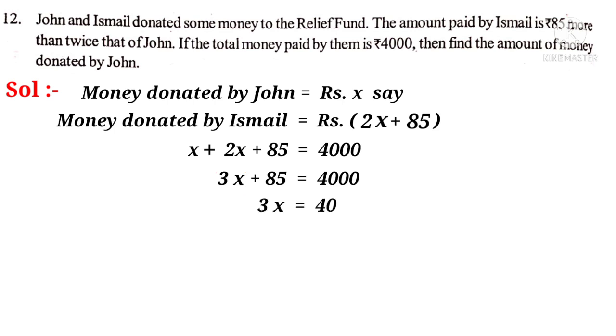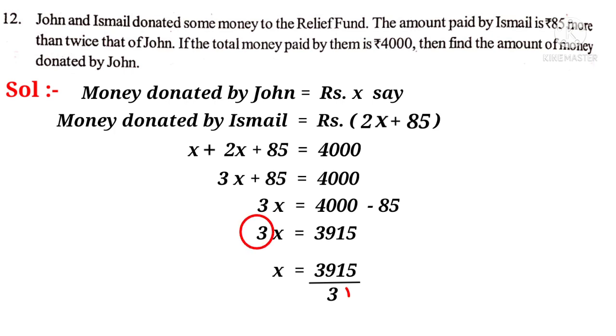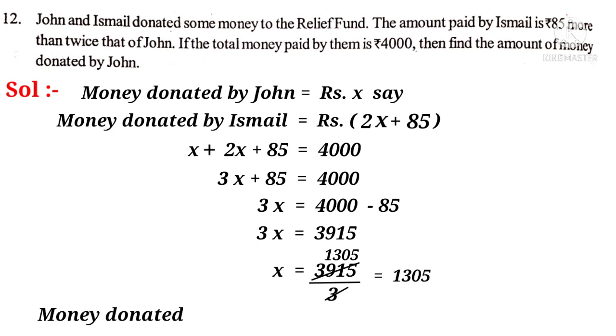Now 3x is equal to 4000 minus 85, because plus 85 when transposed to the right hand side becomes minus 85. So 3x is equal to 3915, because 4000 minus 85 gives 3915. Now x is equal to 3915 by 3, because multiplying 3 when transposed to the right hand side becomes divided by 3. On simplification by 3, 1305 times. So the money donated by John, x, is equal to 1305 rupees.